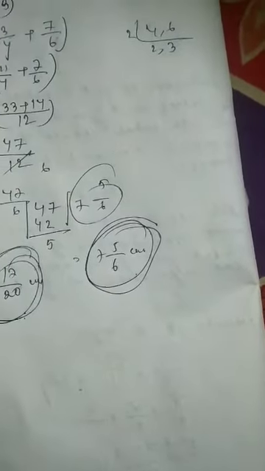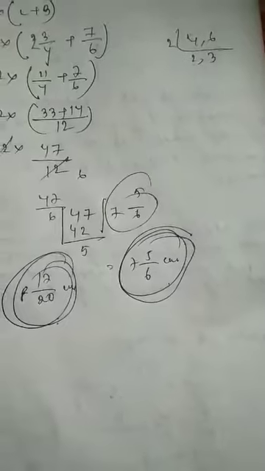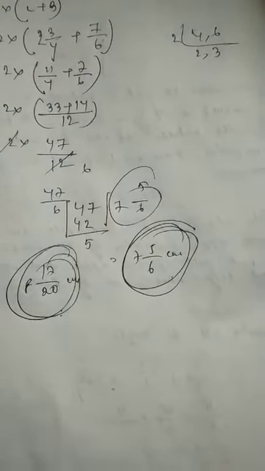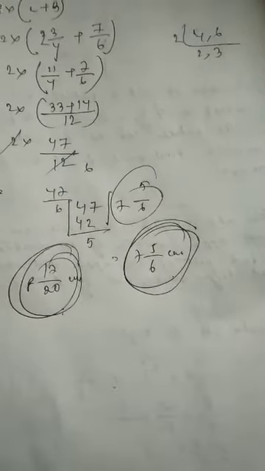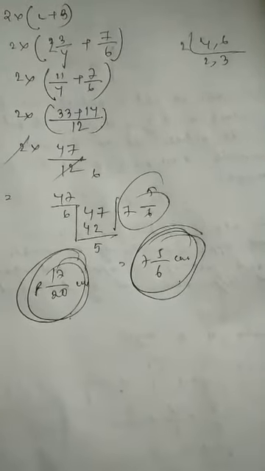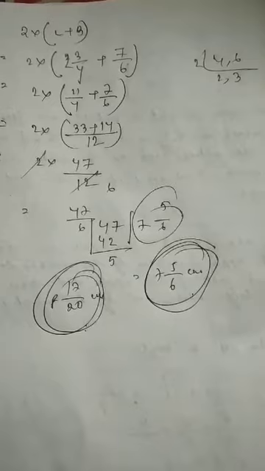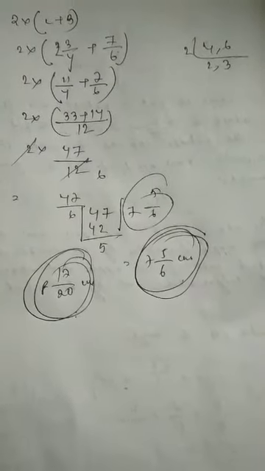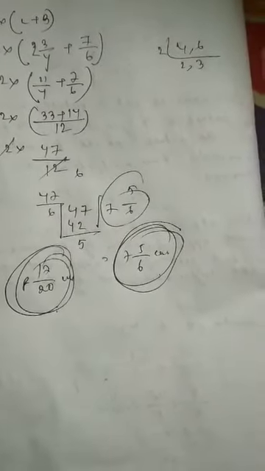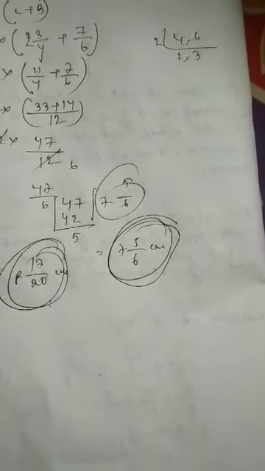So children, it's pretty understandable that the perimeter of the rectangle is smaller than the perimeter of the triangle. The perimeter of the triangle is larger. 8 17 by 20 centimeter is the perimeter of the triangle, and 7 5 by 6 centimeter is the perimeter of the rectangle.